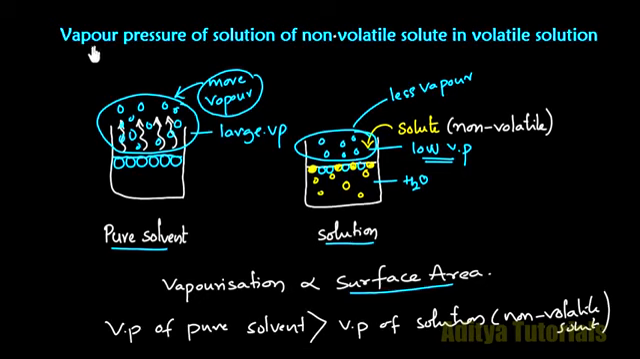This is the concept we are going to study here, the vapor pressure of solution of non-volatile solute in a volatile solvent. It means that pure solvent has greater surface area, greater vaporization, and greater vapor pressure. But in the solution, the surface is occupied by non-volatile solutes, and hence the surface area is reduced, and therefore vaporization is also reduced. When the vapor molecules are fewer, we get low vapor pressure. Hope you understood this, students.